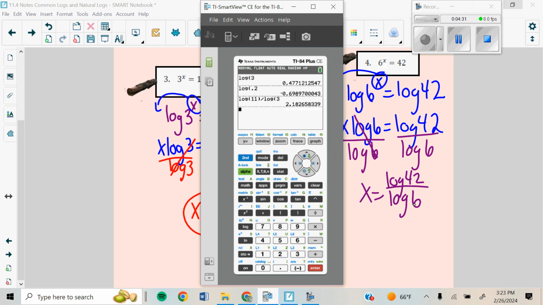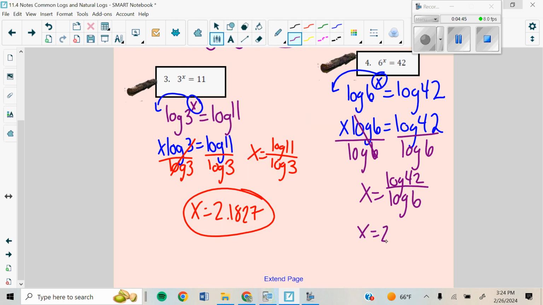So again, take your calculator and put log of 42 in, and then put a close parenthesis, divided by log of 6. Let's go to 4 decimal places. So we end up here with x equals 2.0860. Just watch your directions when we get to your homework. I'm pretty sure they all say 4 decimal places, but just double check.